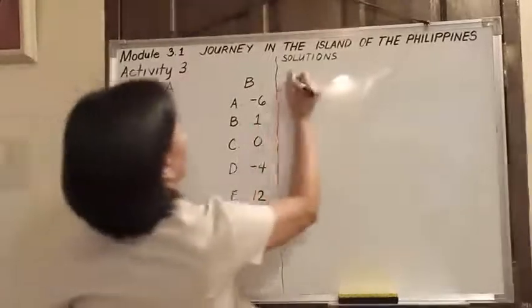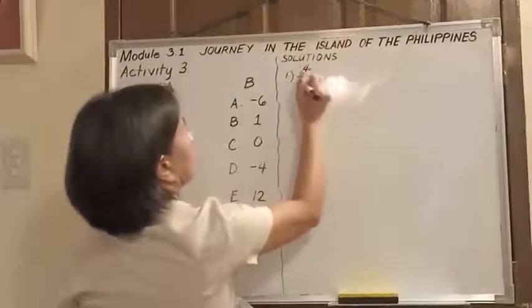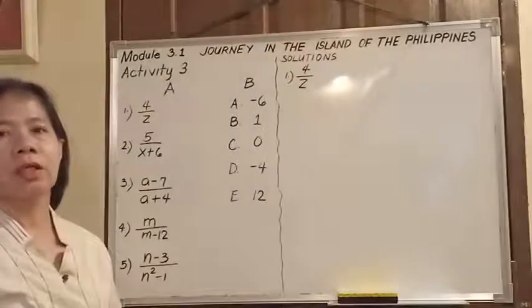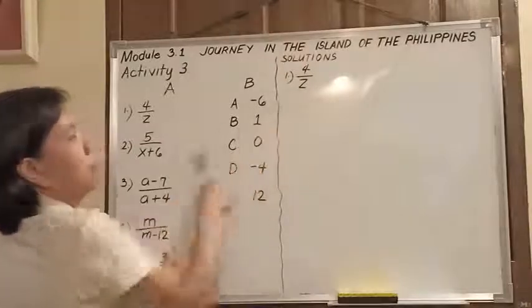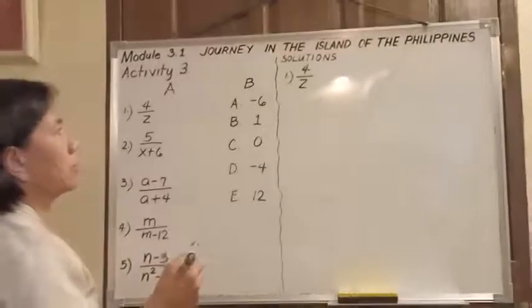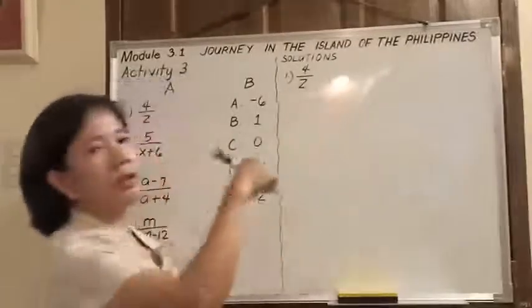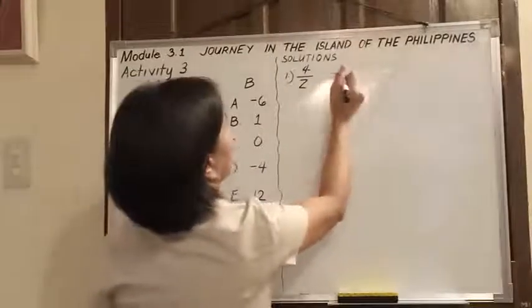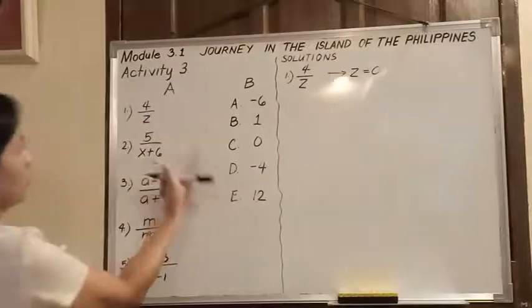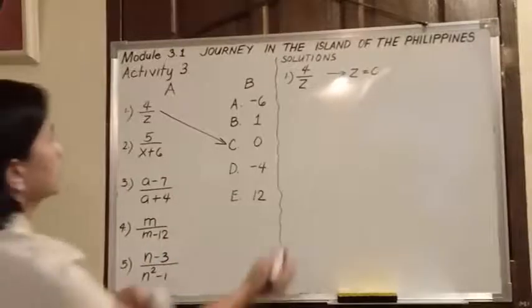So number 1. For number 1, we have 4 over z. What will be the value of z that will make this expression undefined? Since z is a monomial, if the denominator is a monomial, understood that the value of z is 0. That will make 4 over z undefined. So here, z is 0. Next, so where is 0? Letter C. That is 0.